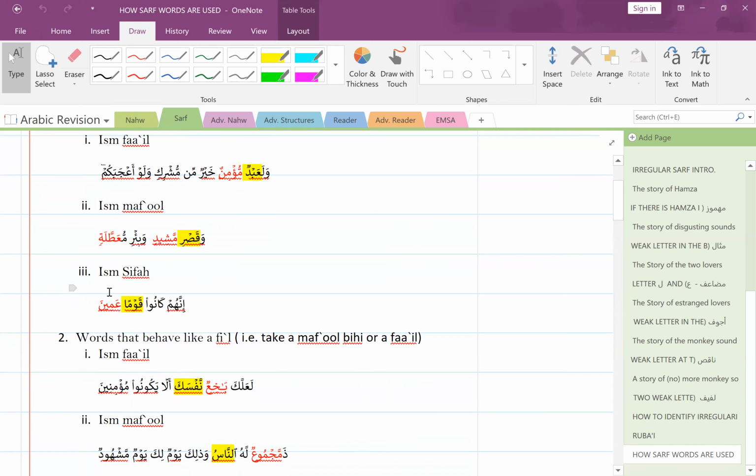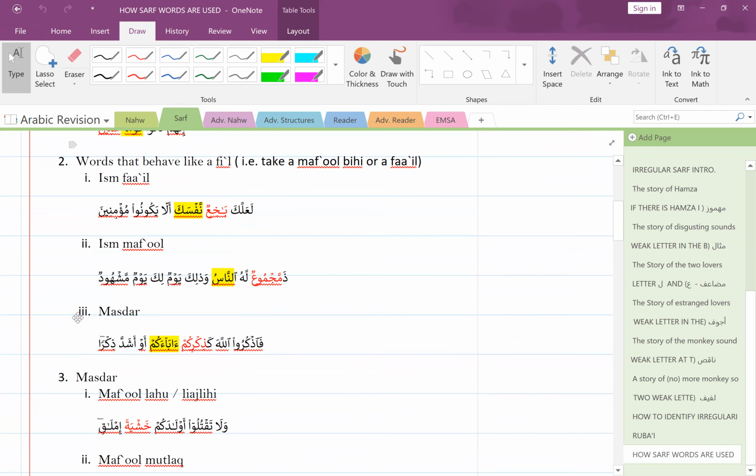And of course, the famous one is the isim sifa. We know it's in the name exactly. It means it's a description. So qawman amin. Here qawman is the mawsuf, and amin, like kareem, like, what else is there? Basir. All this is ism sifa, and it can be used to describe something else. So you have these words. These words are used as descriptors, as words that describe things. So that's one way you can use sarf words.